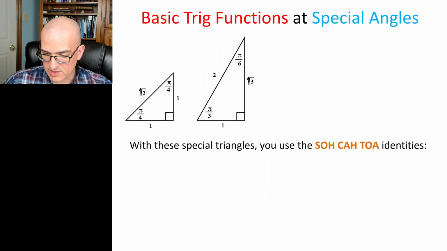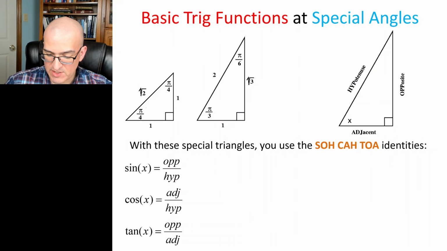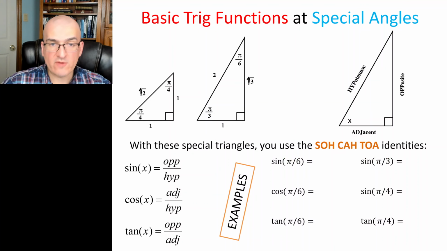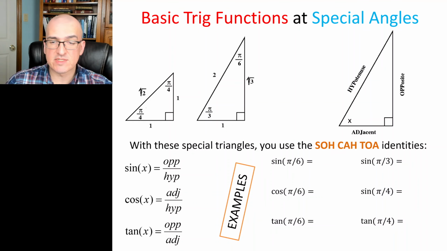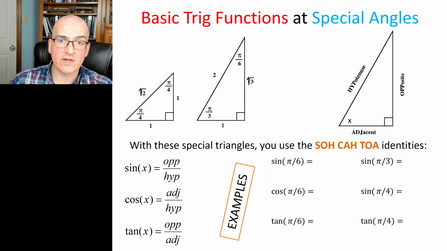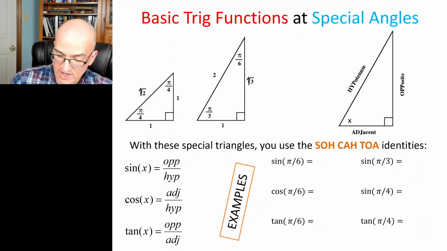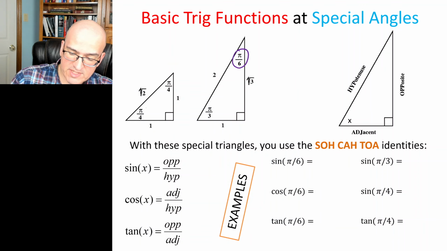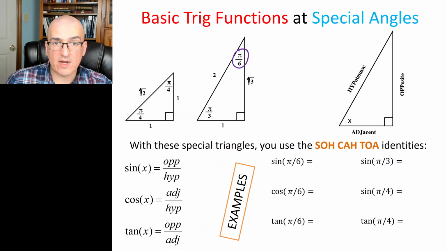So just to give you an example of what you would do with these triangles, say you want sine of pi over 6. So you have to know which of these triangles to use. Pi over 6 is inside the 30, 60, 90 triangle, not the 45, 45 triangle. So you wouldn't use the one I've drawn to the top left, you'd use the one that's one to the right of that. We identify our reference angle for that problem, which is pi over 6.